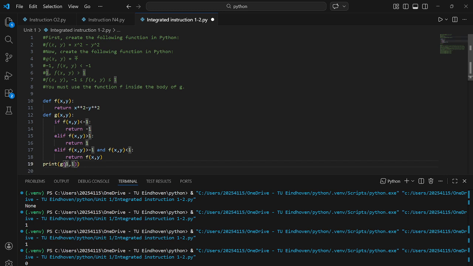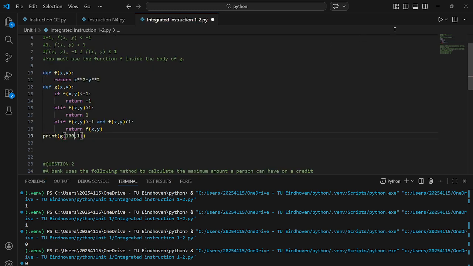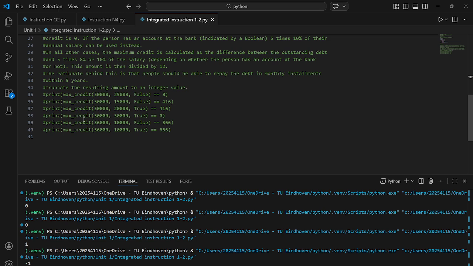So we have here 1 and 1, because it's going to take 1 squared minus 1 squared, which is 0. Well, it's neither smaller than -1 nor bigger than 1, so it's just going to return f of x and y, which is 0. But if we do, let's say, 100 and 1, it's going to be 100 squared minus 1. Well, it's going to be a massive number, so it's going to be 1. But if you, let's say, do 1 and 100, then it's going to be a very big negative number. So this is how this exercise goes.